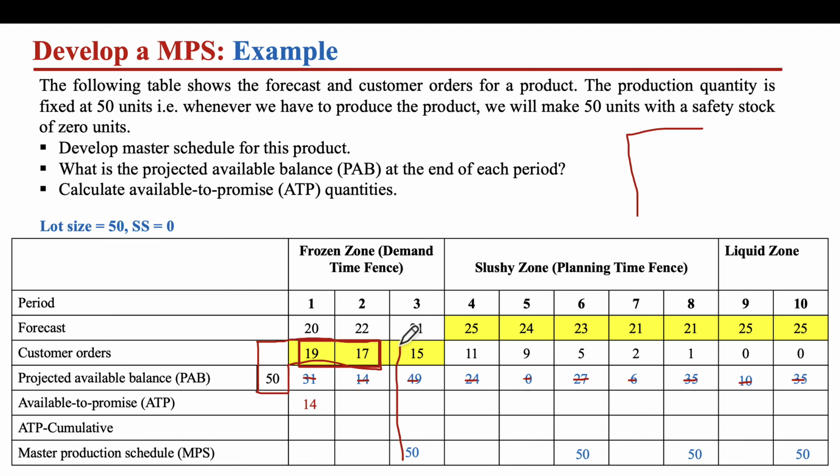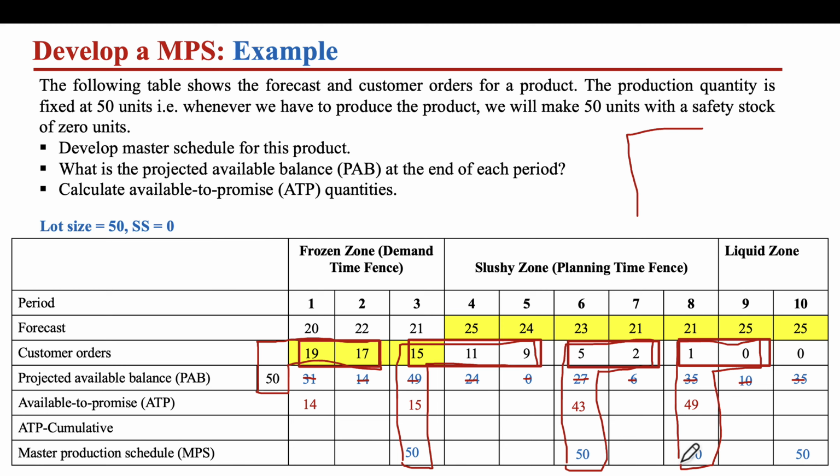So this is 50 and then 15 plus 11 plus 9. I will stop here because in period 6 production is being carried out. So this one will become 15 plus 11 plus 9 equal to 35. 50 minus 35 is equal to 15. So our ATP will be 15. And then over here 5 and 2, and I will stop here because in period 8 production is being carried out. So I will stop by period 7. So it will be 5 plus 2, 7. 50 minus 7 is equal to 43. 1 plus 0, and I will stop here because in period 10 production is being carried out. 50 minus 1 is equal to 49.